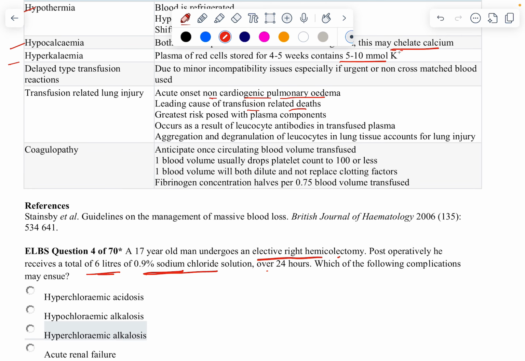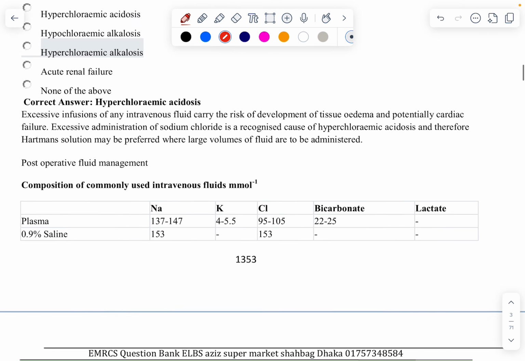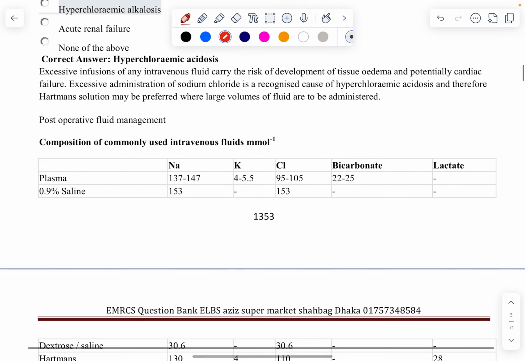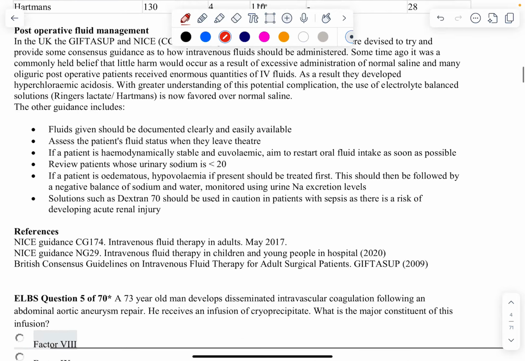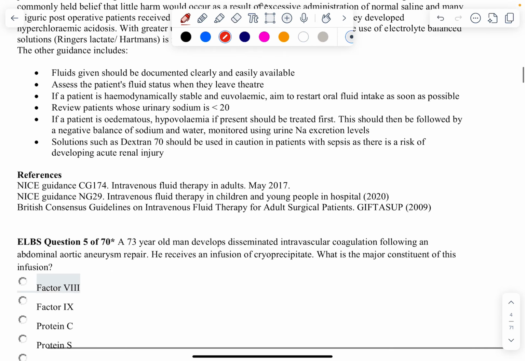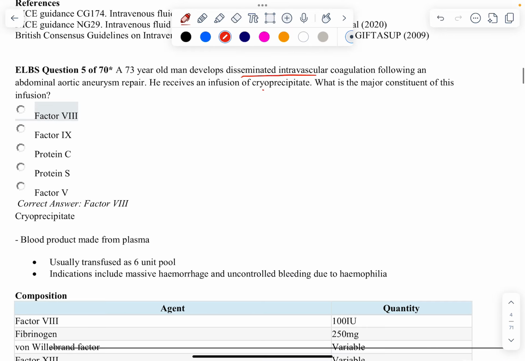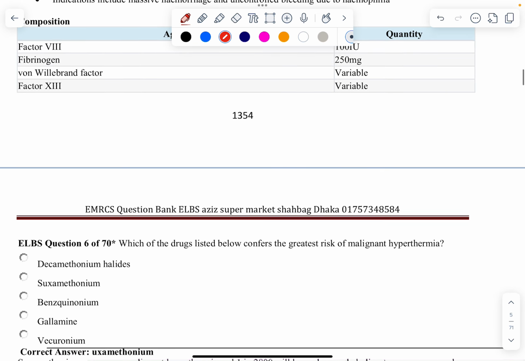Suddenly sodium chloride is given, causing hyperchloremic acidosis, because sodium chloride contains a maximum of 153 sodium chloride. A 73-year-old man develops DIC following an abdominal aortic aneurysm repair. He receives an infusion of cryoprecipitate. Factor 8 is a major constituent of cryoprecipitate.